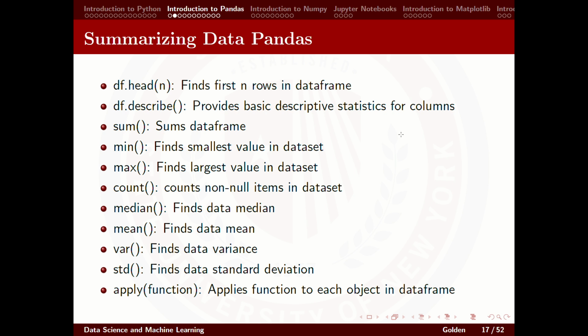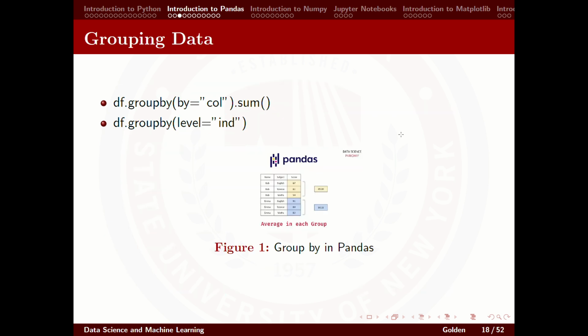Var finds the data variance. Standard deviation finds the data standard deviation. And apply applies a function to each object in the data frame. So in pandas, you can group some data by doing groupby and then doing .sum, or by any other aggregation function.